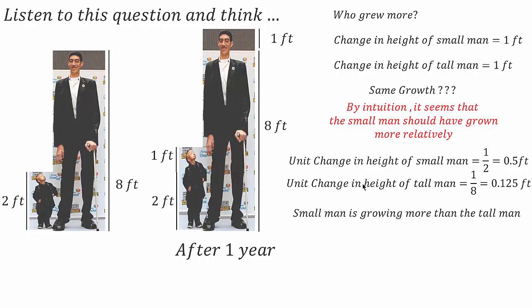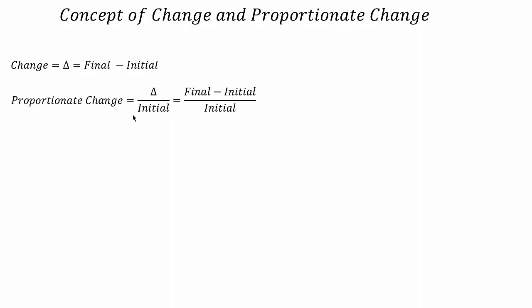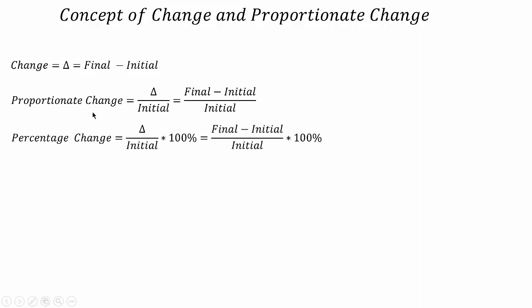To formulate it, to find the change, we just subtract the initial value from the final value, and to find the proportionate change, we first find the change and divide it by the initial value. The proportionate change and the percentage change are relatively similar terms. To find the percentage change from proportionate change, we just simply multiply it by 100 to express it in percentage.